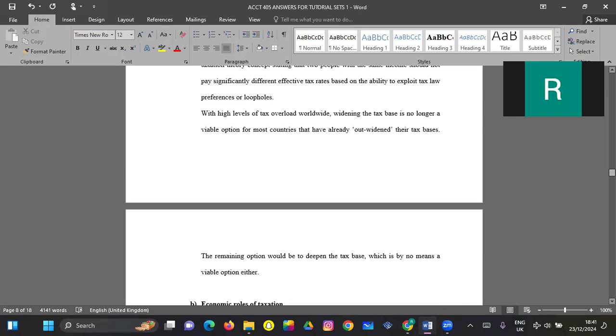So with high levels of tax overload worldwide, widening the tax base is no longer a viable option for most countries that have already out-widened their tax bases. The remaining option would be to deepen the tax base, right? So since most of the countries have already added new taxes, including more taxes is not viable. But now, if they increase the tax rate, then it becomes a bit viable, right?